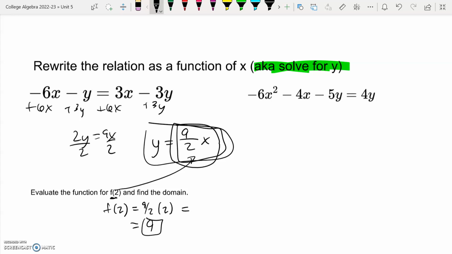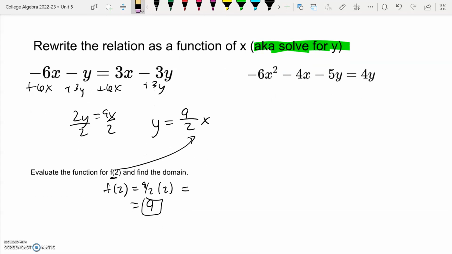So then the third question is going to ask about the domain. Well, you just got to know, what kind of function is this? Is this a linear function? A linear function, the domain is always going to be all real numbers. Okay, because you think about a linear function, it's going to be a straight line that goes forever, right? It's always going to be all real numbers.